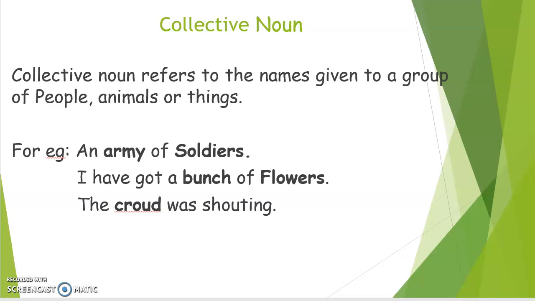Now, what is this collective noun? Collective noun refers to the names given to a group of people, animals or things, which basically means wherever there is a group and we call them in general is known as collective noun. For example, an army of soldiers. Like army is a group of soldiers.